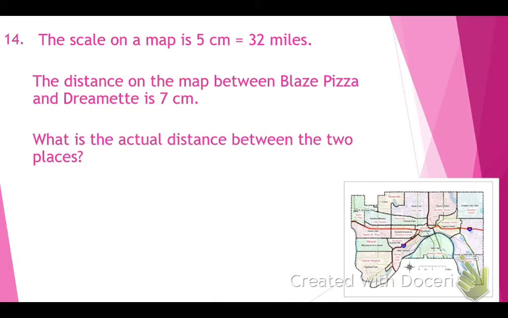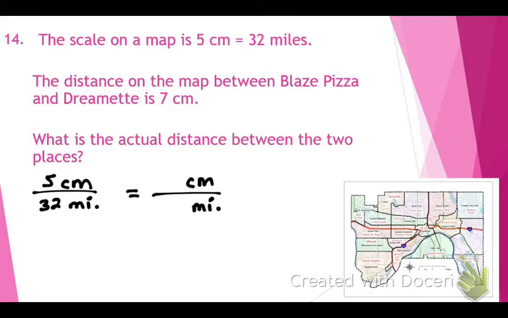Okay, so this one is similar to what we just did. On a scale, on a map, 5 centimeters equals 32 miles, okay? So if I wanted to make a proportion, 5 centimeters equals 32 miles. So making our proportion, the other one has to also be centimeters per mile, okay, to make them equivalent. The distance on the map between Blaze Pizza and Dreamette is 7 centimeters. So should I put that 7 on the top or the bottom of the other fraction?